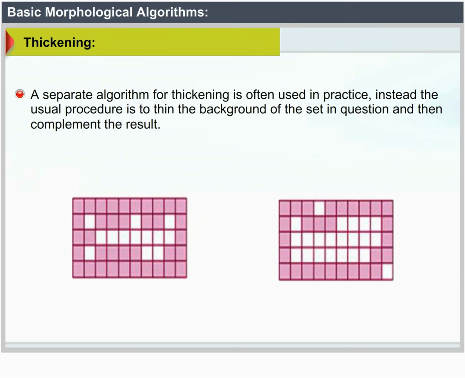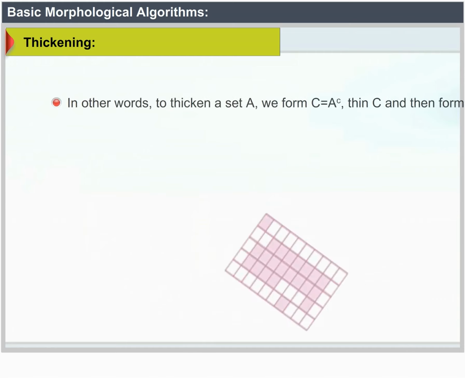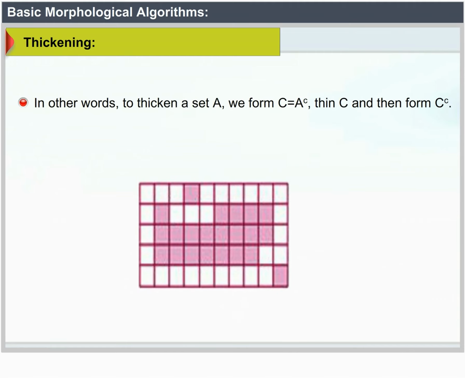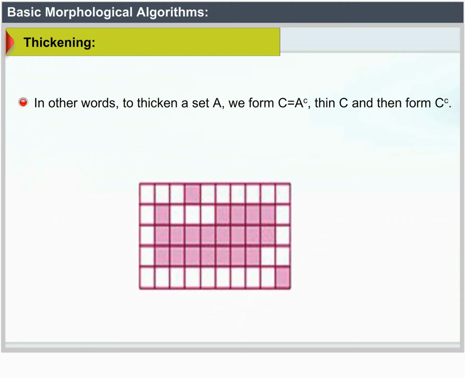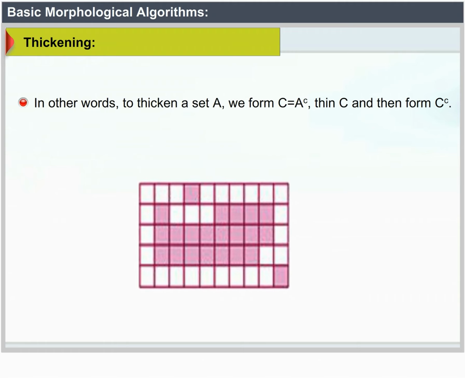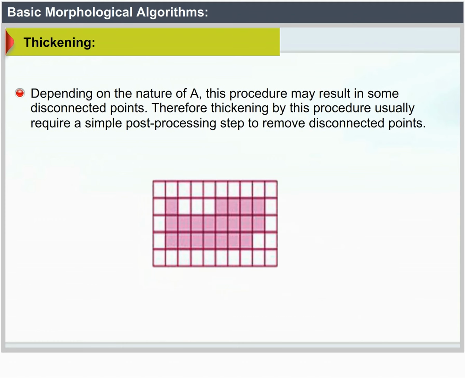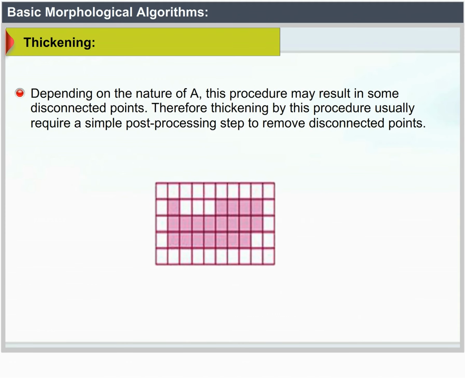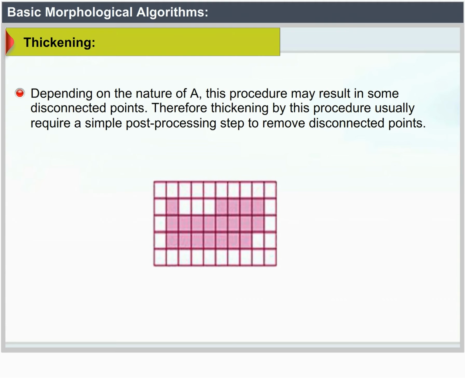The usual procedure is to thin the background of the set in question and then complement the result. In other words, to thicken a set A, we form C equals A complement, thin C, and then form C complement. Depending on the nature of A, this procedure may result in some disconnected points. Therefore, thickening by this procedure usually requires a simple post-processing step to remove the disconnected points.